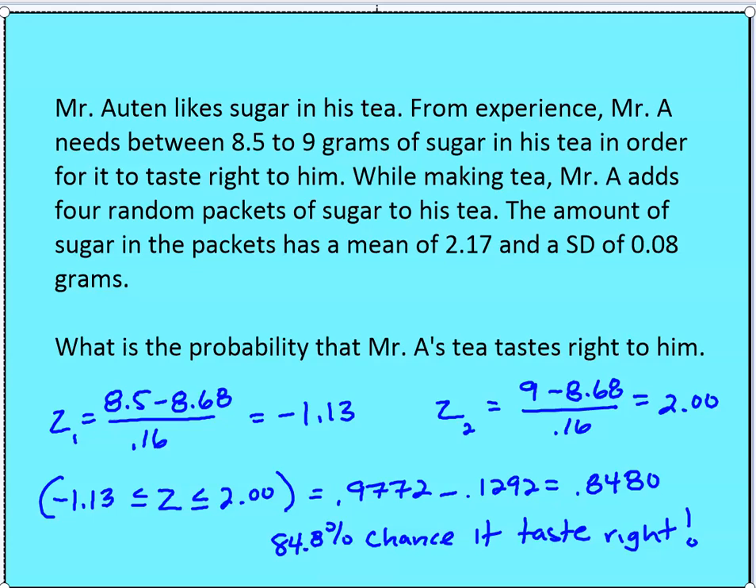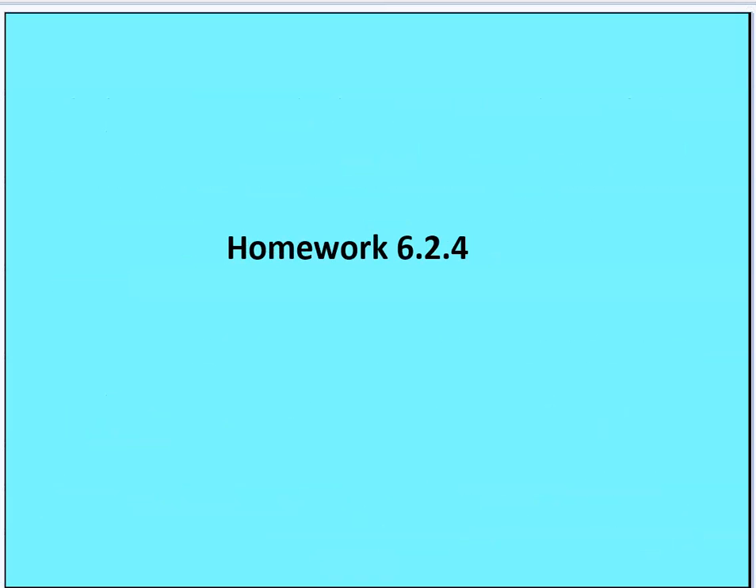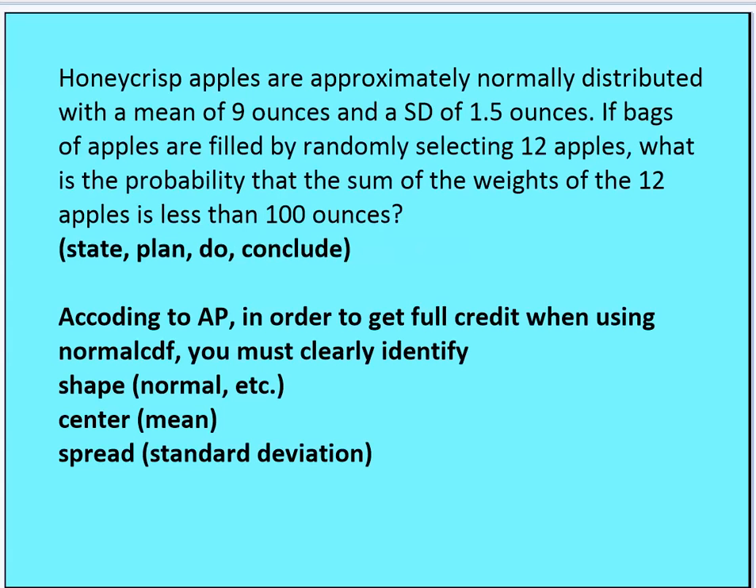So I'm going to leave this up here for you to think about, and then we're going to move on to, I believe, our last homework problem. Homework 6.2.4. Honeycrisp apples are approximately normally distributed with a mean of 9 ounces and a standard deviation of 1.5. If bags of apples are filled by randomly selecting 12 apples, what is the probability that the sum of the weights of the 12 apples is less than 100 ounces? I want you to answer this like you would answer an FRQ. And I'm going to leave this up here for a moment.